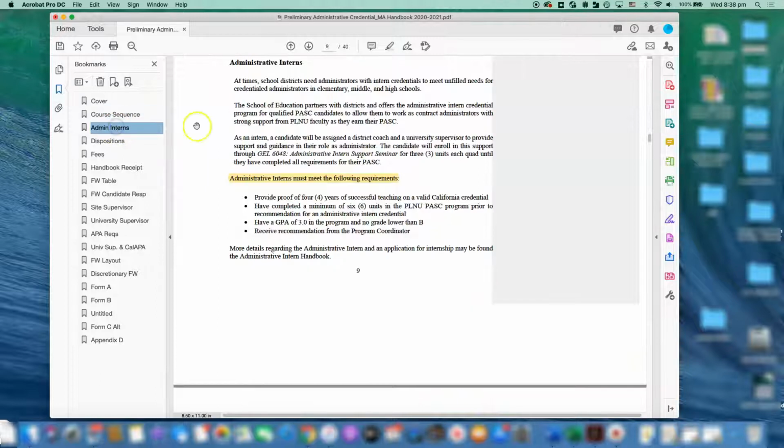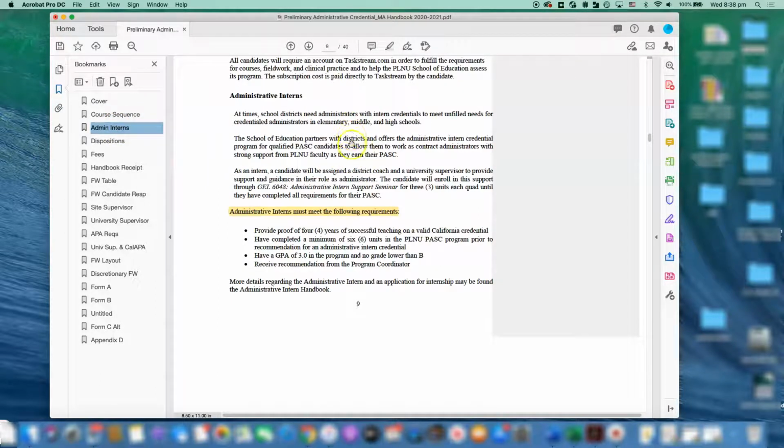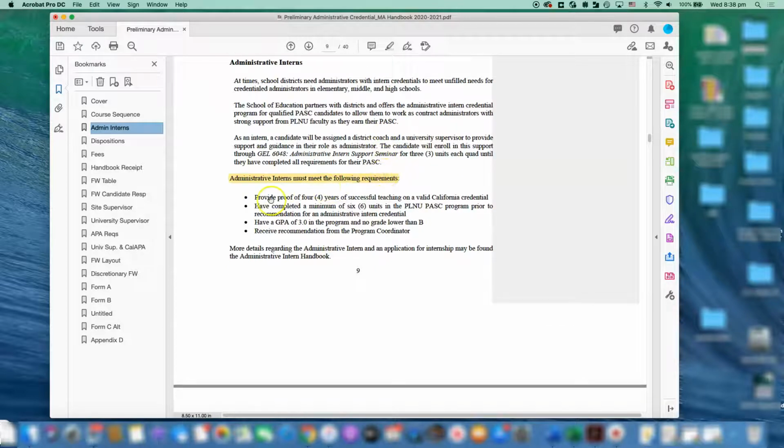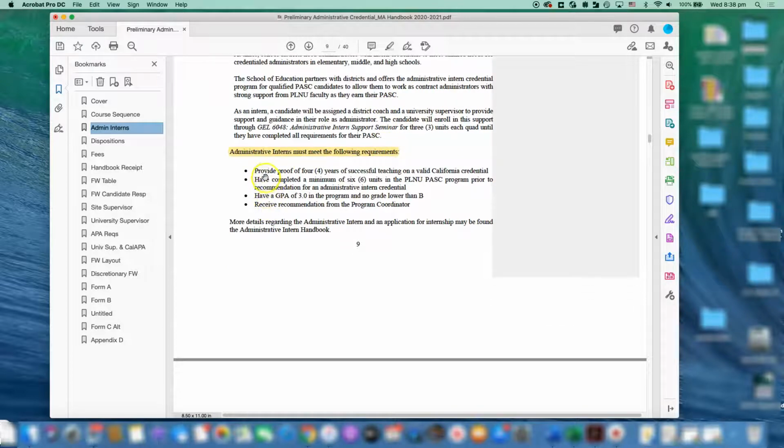Also, there are opportunities and instances where we have candidates who are administrative interns. We have the same for teachers who are interning. You meet certain requirements in order to get a temporary credential, an intern credential, to be able to work as an administrator. These are the requirements that you have to meet in order to do so.